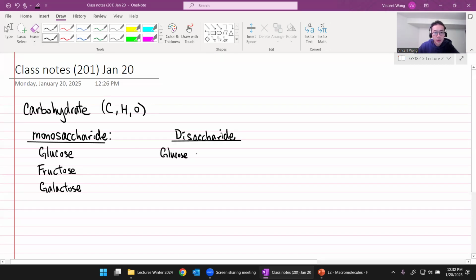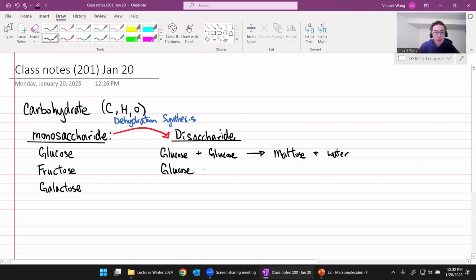So if you take a glucose and you link it together with another glucose, then you will get a maltose. And in the process, you will remove a water molecule. So these kinds of reactions are called dehydration synthesis, right? So if you connect them together, it's called dehydration synthesis. Okay. Similarly, you can take glucose and connect it with a fructose and you will get sucrose.